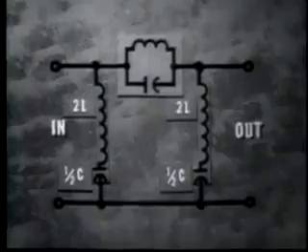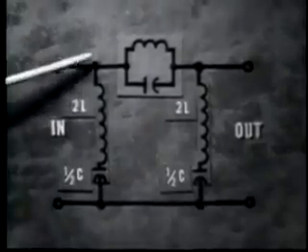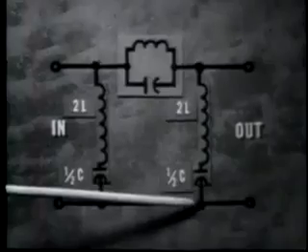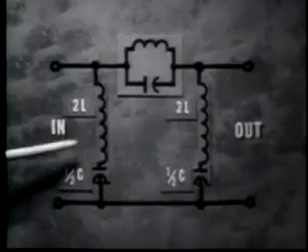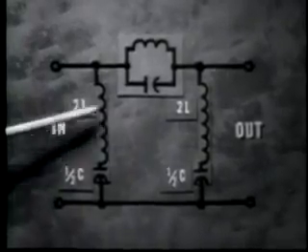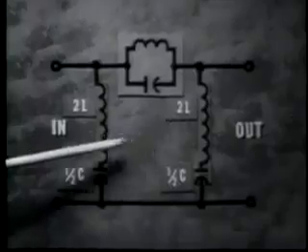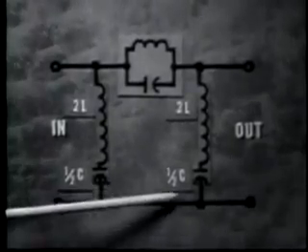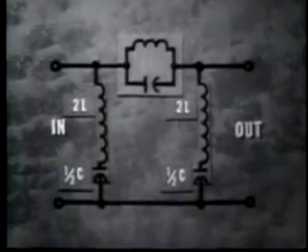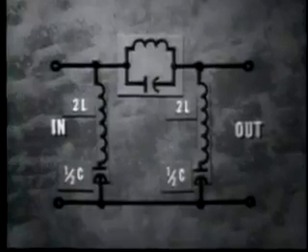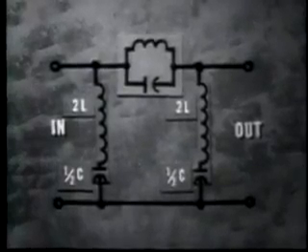The pi section band reject filter has 2 shunt legs. Each leg has a series tank with twice the total shunt inductance in each tank and half the total shunt capacitance in each tank. Again, this is done to maintain total shunt inductance and capacitance at the required values.